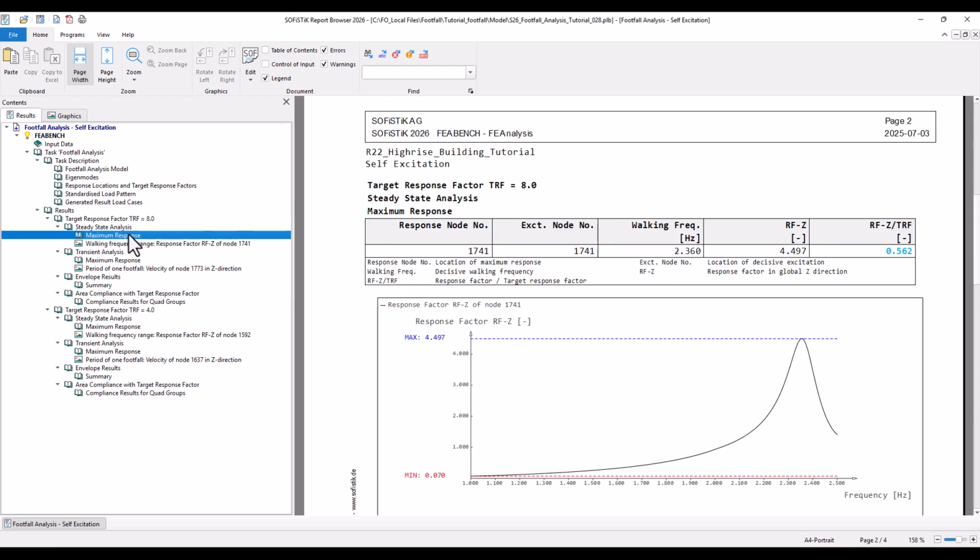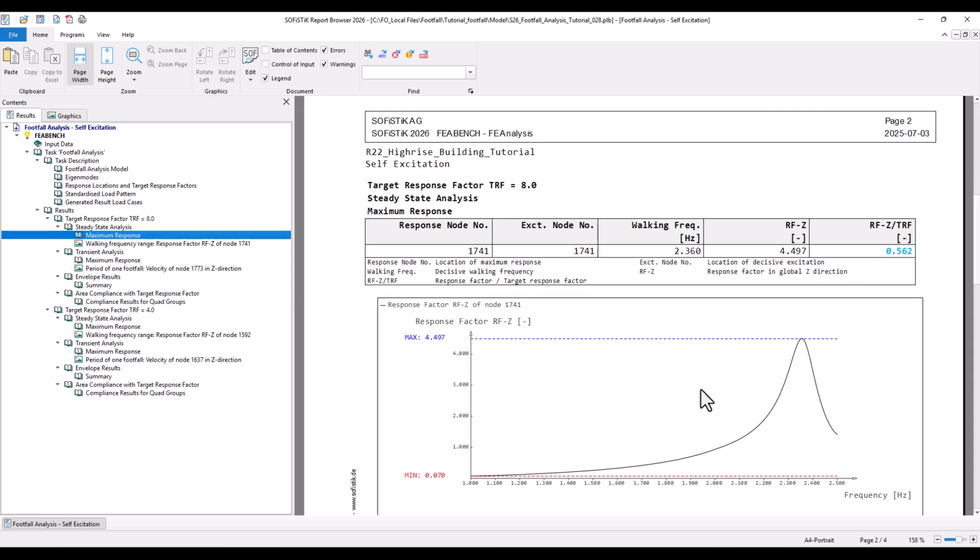The maximum response table for the steady state analysis provides information about the location where the peak response was calculated. In the case of self-excitation, the excitation node and response node are identical. The table also identifies the critical walking frequency, that is the frequency that caused the highest response factor, which in this case is 2.36 Hz. The table also includes information about the ratio of the calculated response factor to the target value. In this example, the value remains well below the specified target.